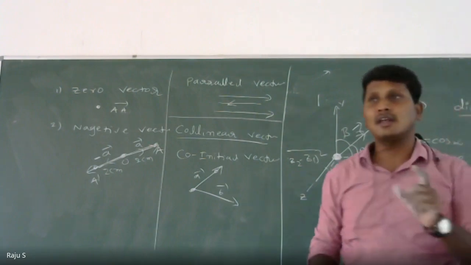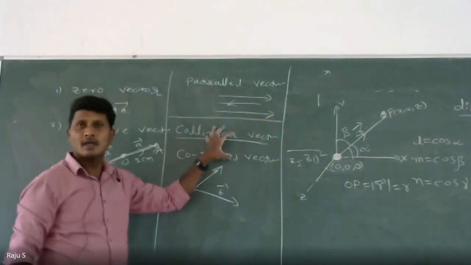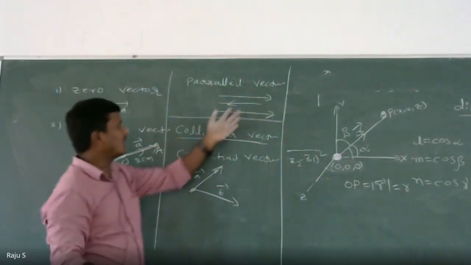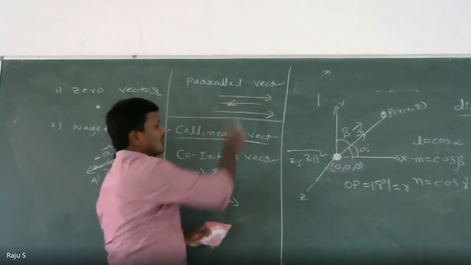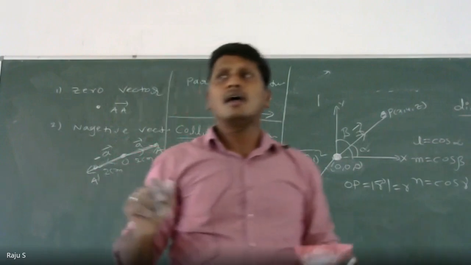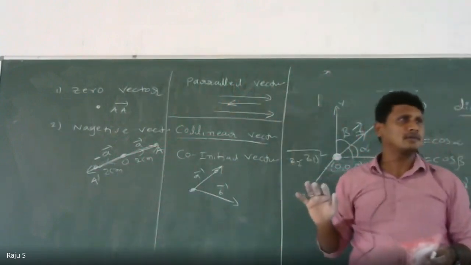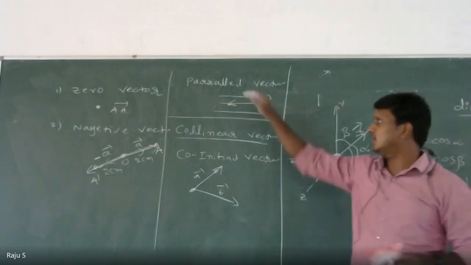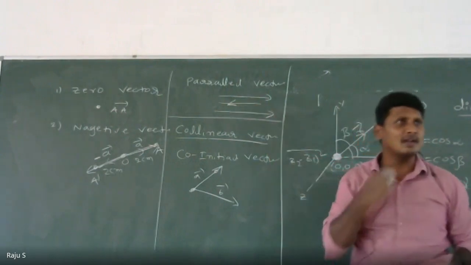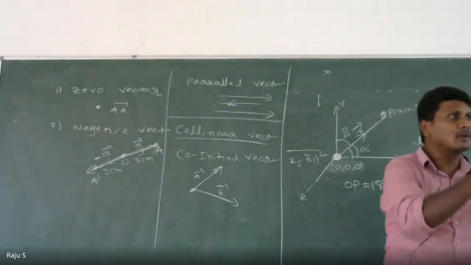Here in collinear vectors, I'm going to tell you a few points. In collinear, I'm taking these three vectors, same direction or different direction. Listen here. Do collinear vectors have the same magnitude? Is it necessary that collinear vectors have the same magnitude? Not necessary.